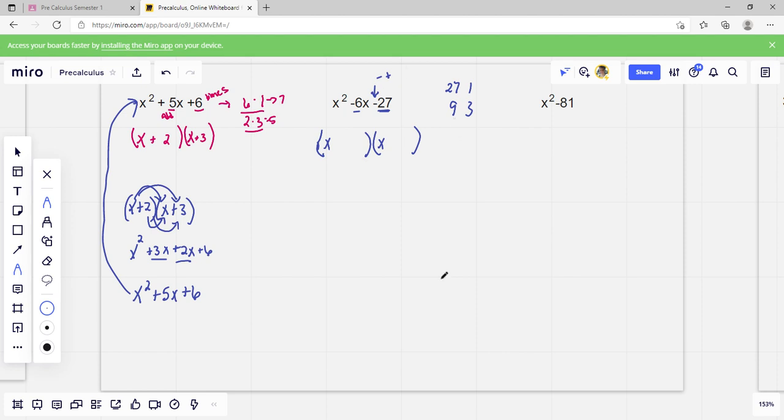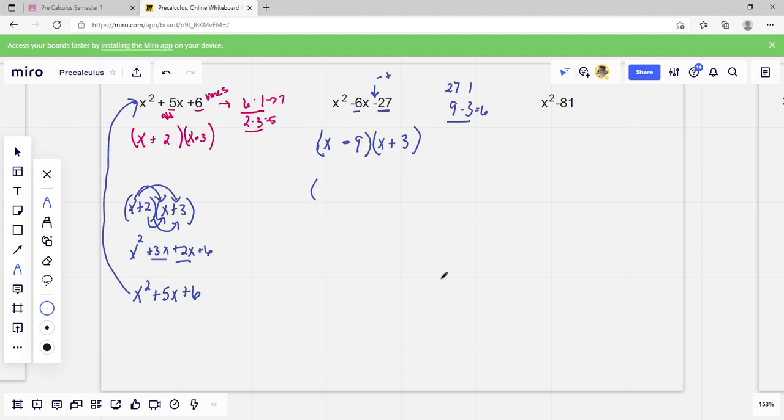So if we subtracted 9 minus 3, we would get 6. So that's what we're looking for. So we're going to have a 9 and a 3. But we need to end up with a negative 6. So the negative is going to go on the 9 and the positive is going to go on the 3. That way we end up with negative 6.